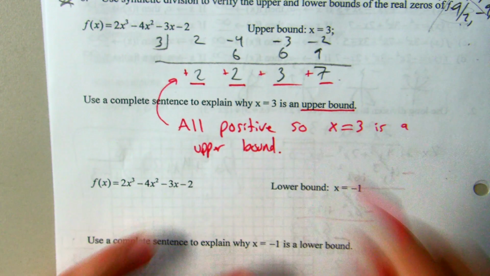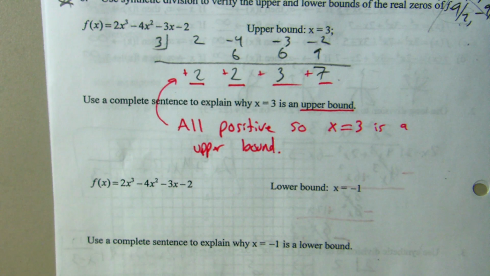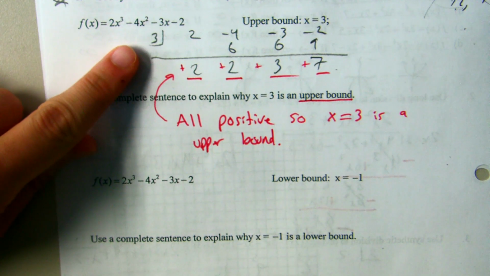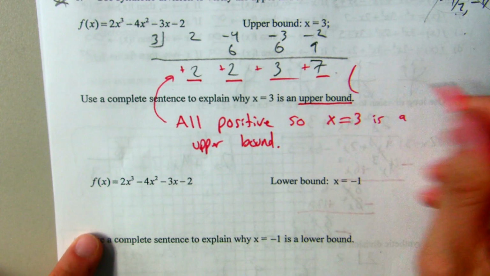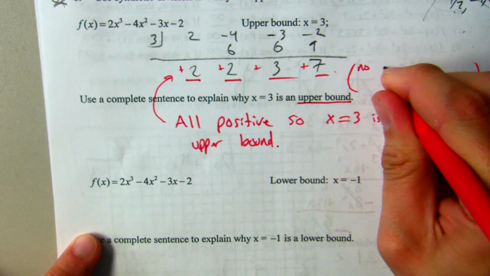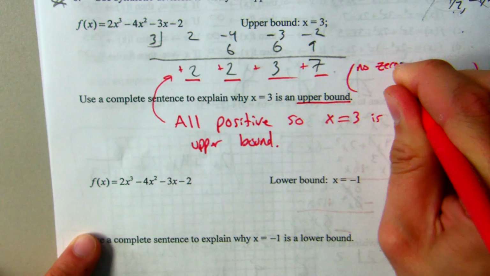What it means to be an upper bound is that it guarantees there's no x value bigger than that that is a zero. So the fact that 3 is an upper bound tells me that 4, 5, 6, 7, anything bigger will not be a 0 in this function. It will not cross the x-axis at 4, 5, 6, 7, 8, anything bigger. So you may want to add that in here: no zeros.